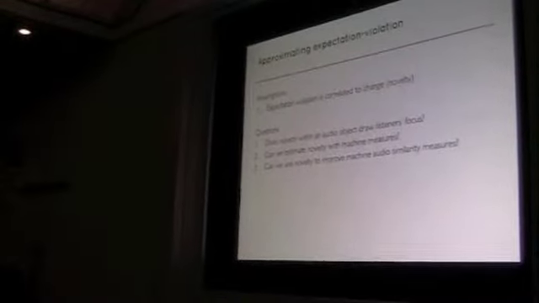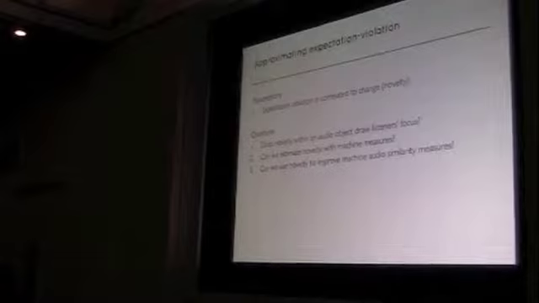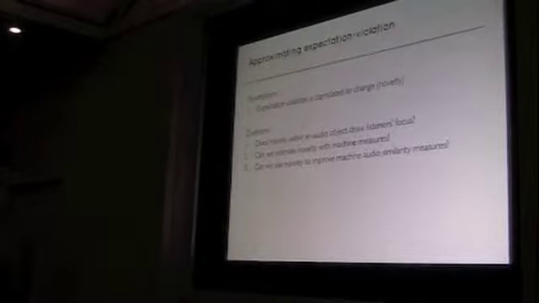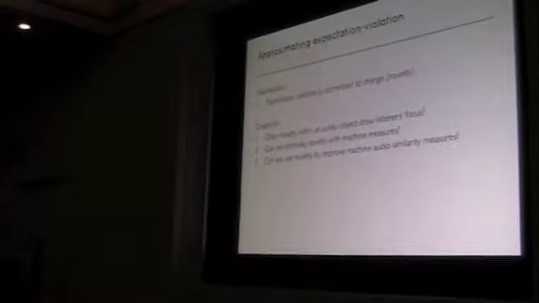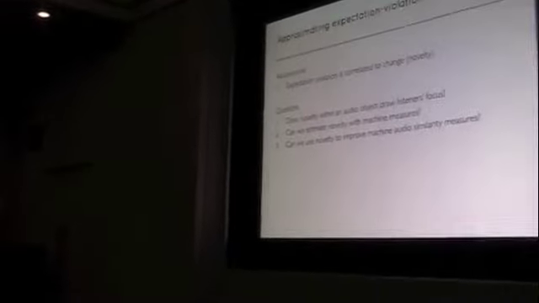One assumption we are going to make in doing so is that expectation violation is correlated to change or novelty. As I said before, they're not the same, but in many cases they do co-occur. So the questions we would like to answer are: does novelty within an audio object draw listeners' focus? Can we estimate novelty with machine measures? And can we use novelty to improve machine audio similarity measures?